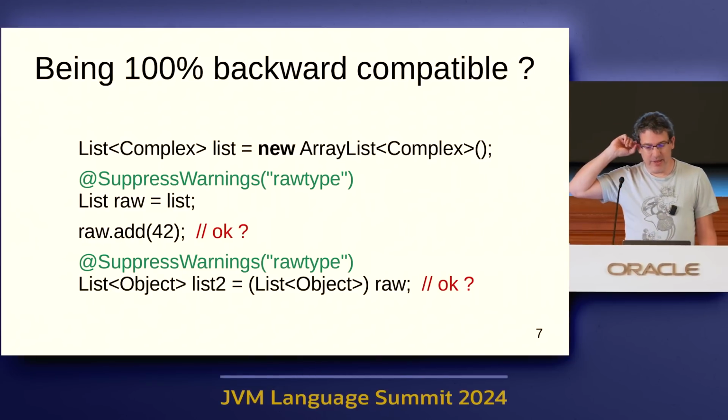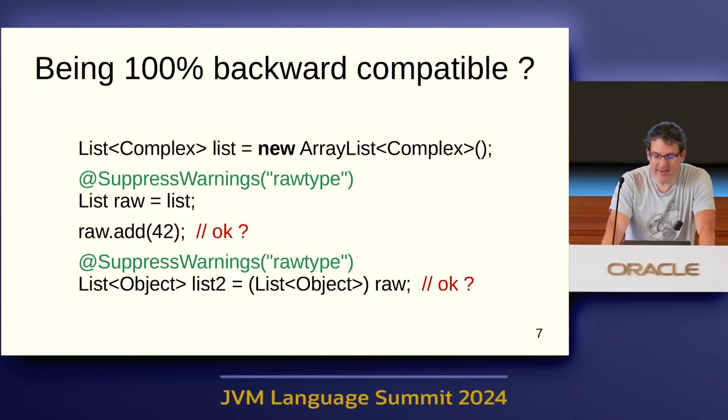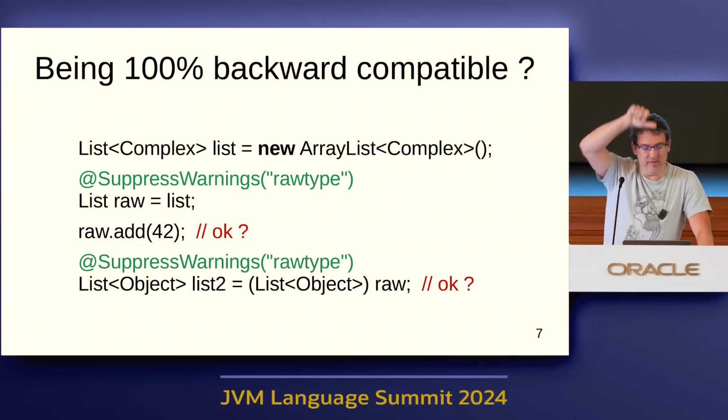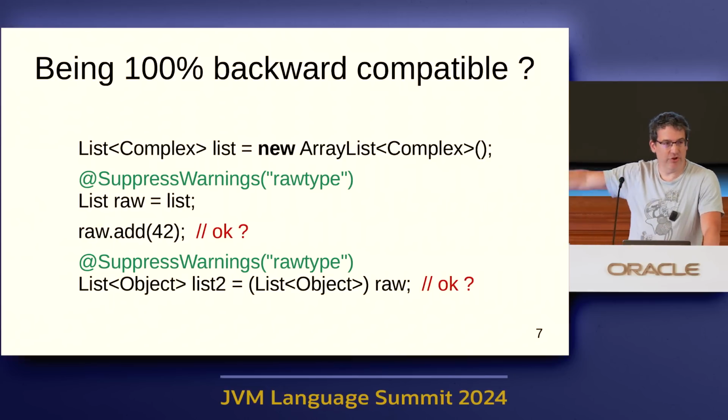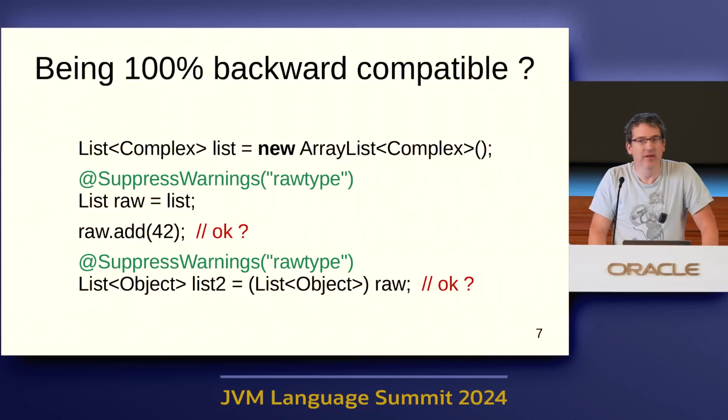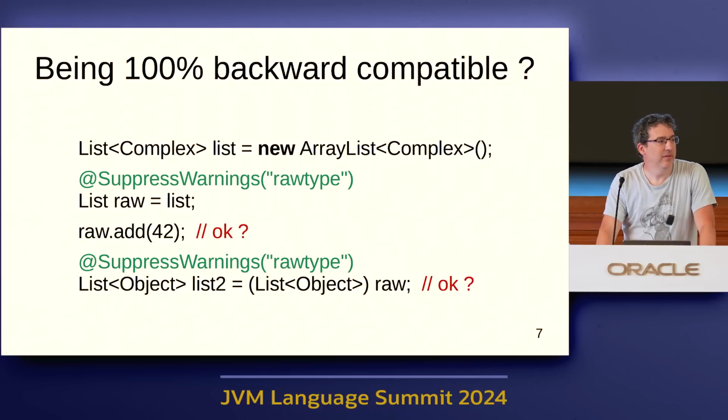And what if we have a cast? Let's say I take the raw list and see it as a list of objects. Again, currently it works. I can just call list.empty after, and it will work. So it's valid code currently, but if we add teeth in your type specialization, it may not work anymore.